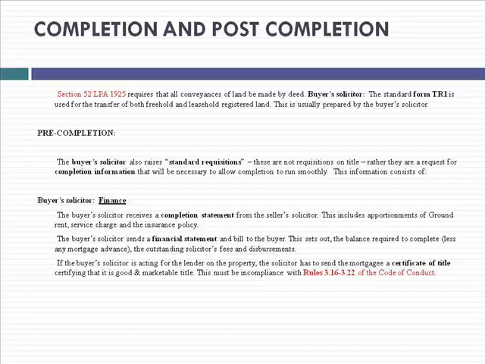The buyer solicitor receives a completion statement from the seller's solicitor. This includes apportionments of ground rent, service charge, and the insurance policy. The buyer solicitor sends a financial statement and bill to the buyer. This sets out the balance required to complete, less any mortgage advance, the outstanding solicitor's fees and disbursements. If the buyer solicitor is acting for the lender on the property, the solicitor has to send the mortgagee a certificate of title certifying that it is good and marketable title. This must be in compliance with Rules 3.16 to 3.22 of the Code of Conduct.